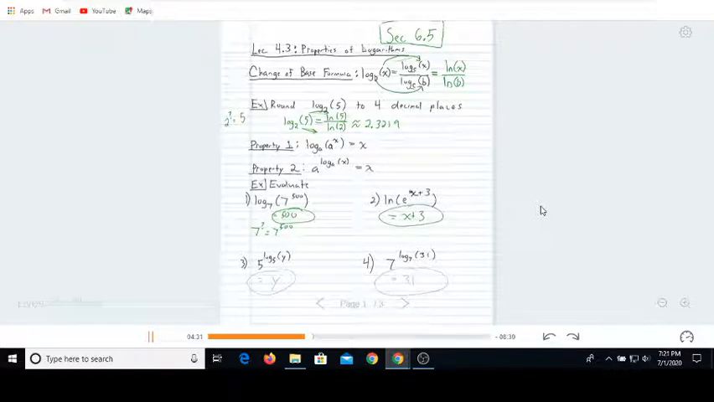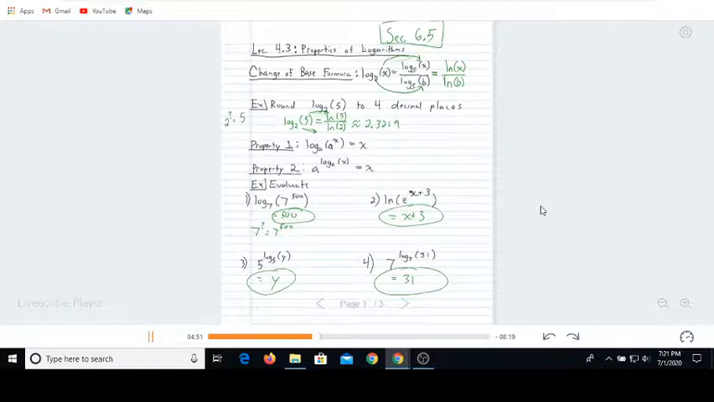Here we have 5 raised to log base 5, so those cancel out, leaving just the input, which is y. In example 4, we have 7 raised to log base 7. Those cancel out, leaving us 31. Alright, so property 1 and 2, pretty straightforward. If they are the same base, they will cancel out.